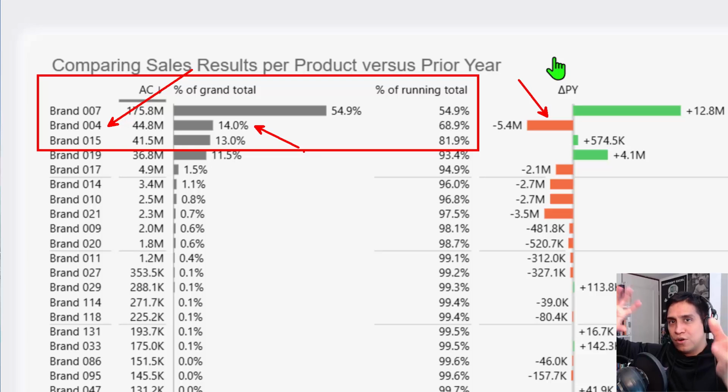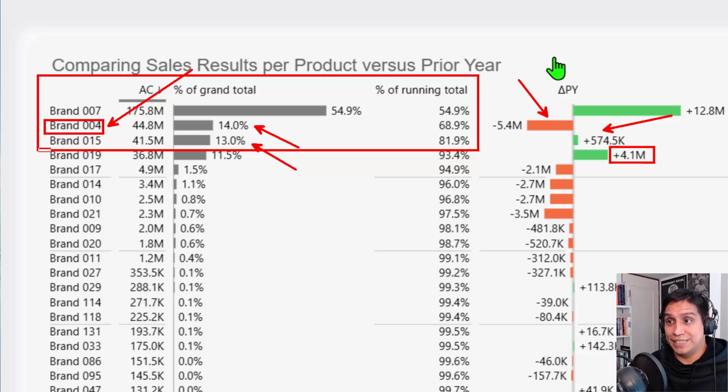So you see how the perspective or perception of numbers switches depending on how you put the numbers, as opposed to maybe, oh, look, we're growing $500,000 here on brand 15 and it actually makes 13%. And there's also another brand that is reducing the negative impact of brand 4, which is number 19, because it weighs 12%, and it's growing 4 million compared to prior year. It's not within the Pareto, it's outside the Pareto. If you add that, it's more than 90% of sales. Usually the cutoff is 80%.